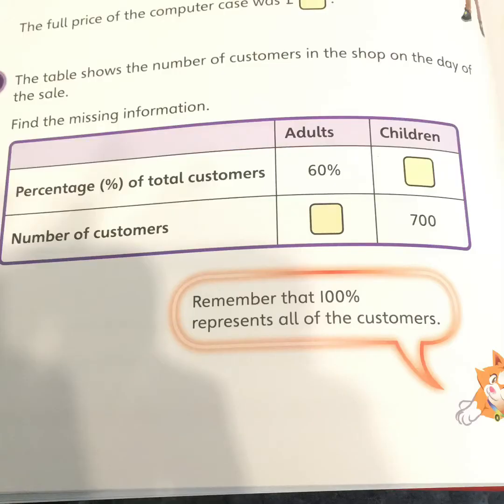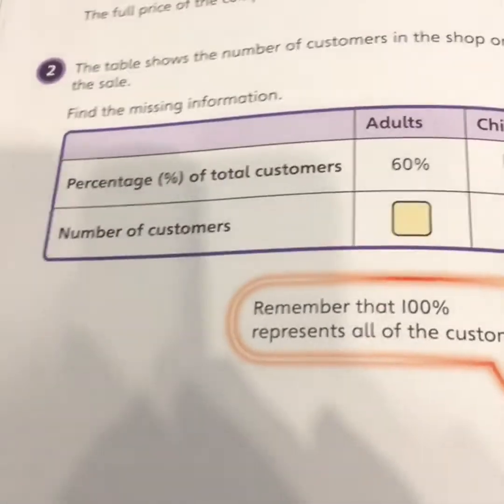Okay, think together. We're going to go for this question. The table shows the number of customers in the shop on the day of the sale. Find the missing information. So, have a go at working out the percentage of children first. That should be pretty easy. And then if you know what the percentage of children is and you know what that number equals, can you then work out 10% and work out the number of adults that were in the store?